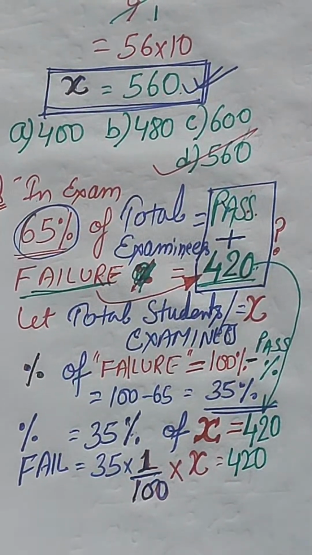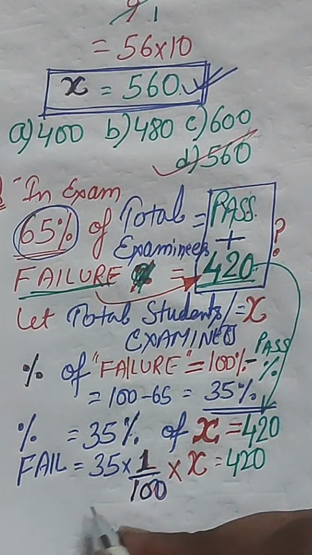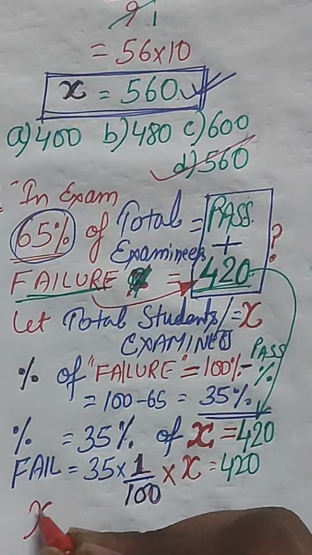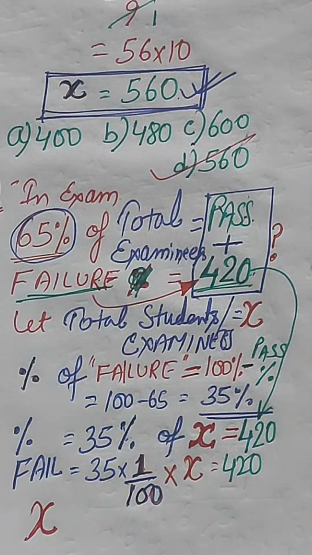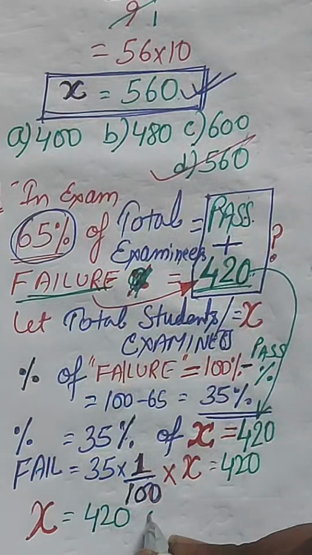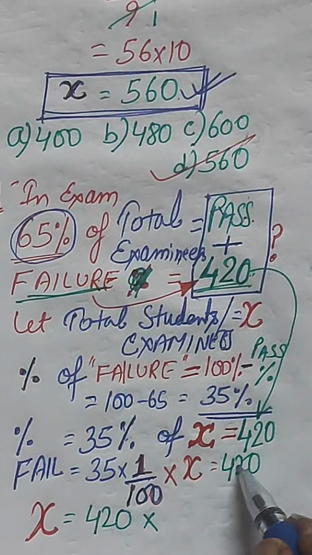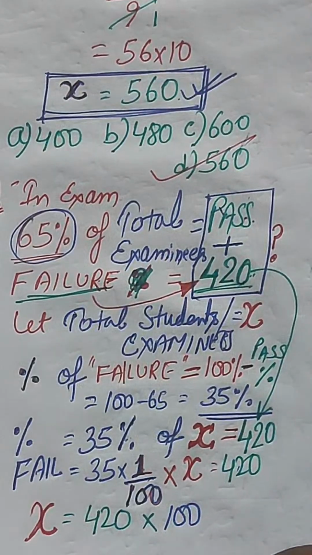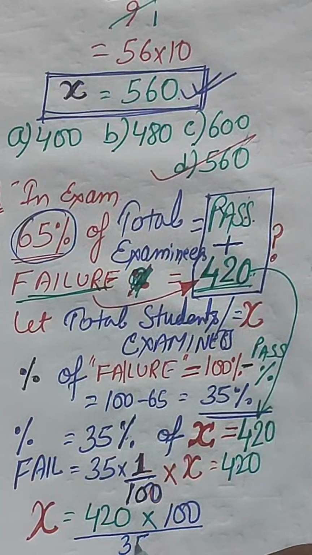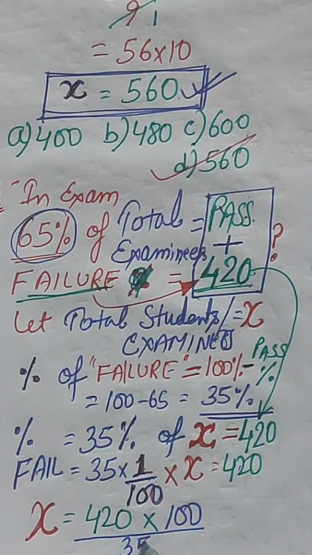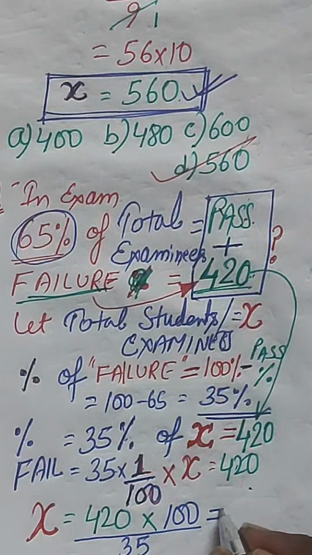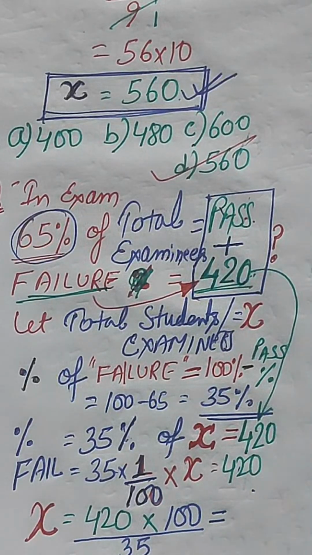Now the value of X can be calculated very easily. This is simple arithmetic calculation only. This will be giving you 420 multiplied with this 100 going into the RHS numerator, and this divided by 35, isn't it? 35 will be coming to the denominator of the RHS. So this will be the total count of students. Just solve it.